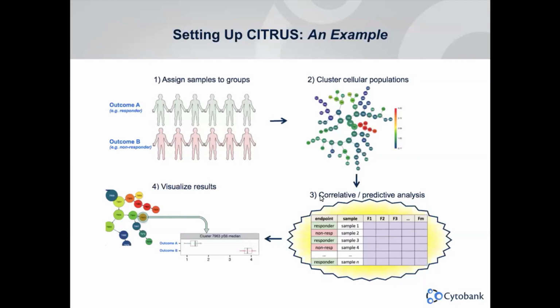Citrus then uses either a correlative or predictive model to identify the subset features that best predict the endpoints, or uses a correlative model to identify all the differences between two groups. So here is a cluster, this particular cluster discovered with differential phospho-S6 signal between group A, the responder group, and the non-responder group, which we can then use to identify this cluster further after running Citrus.